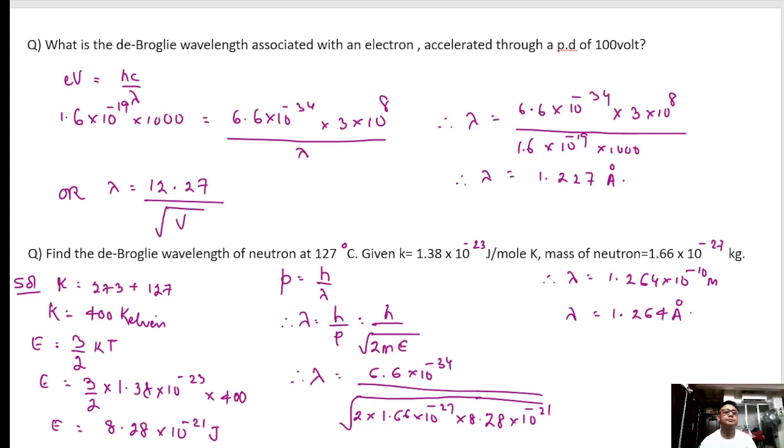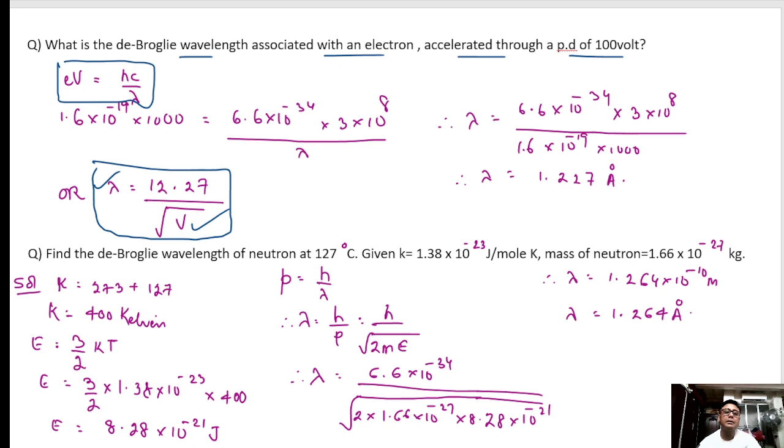Next, what is the de Broglie wavelength associated with an electron accelerated through this potential difference? We know this is the formula, a direct formula where this is the de Broglie wavelength and this is the potential difference. Putting the potential difference, we can calculate this, or we know that E into V equals hc by lambda. So we have to find the wavelength. The value of E I know, potential I know, h I know, c I know, and the wavelength I can find out as this.